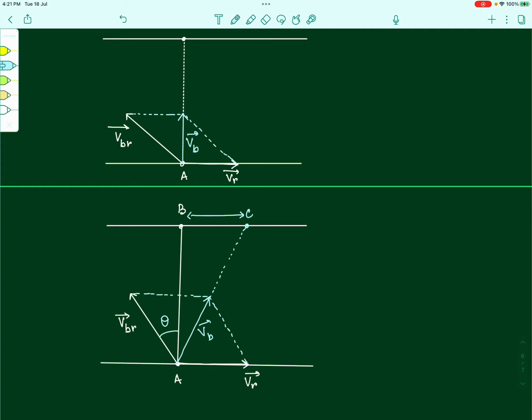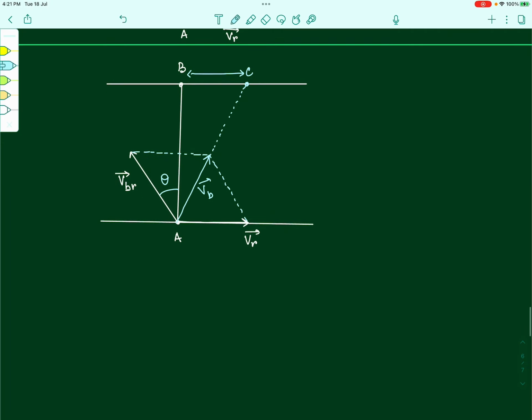So, this is the most general case that we study in the riverboat problem, and all our special cases come from here itself. We can derive them from here. So, let us look at this and do the mathematics associated with the riverboat problem one by one.